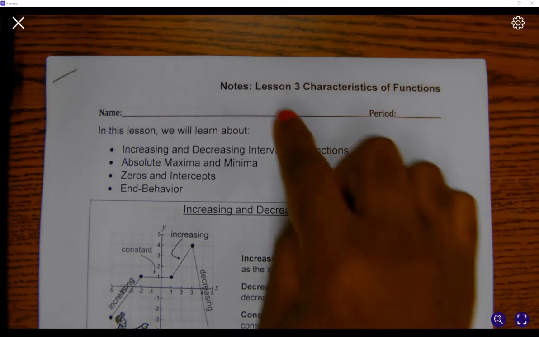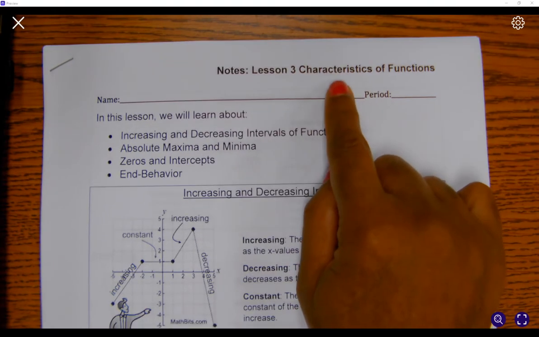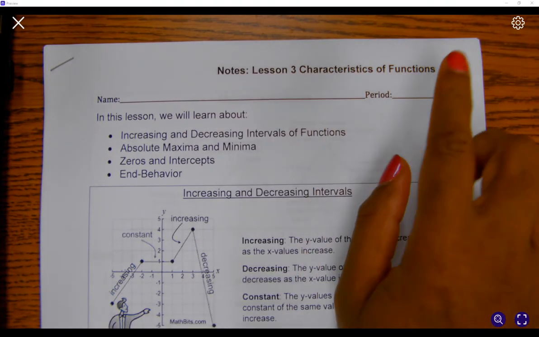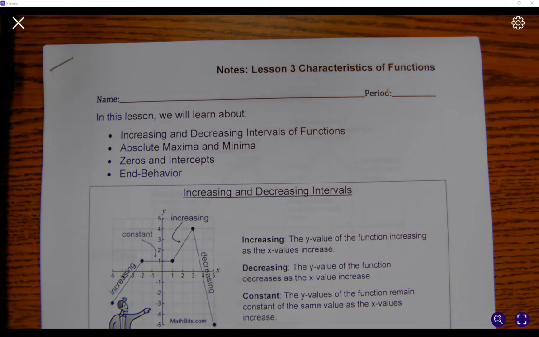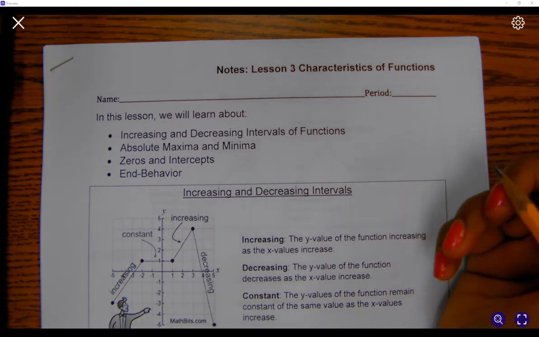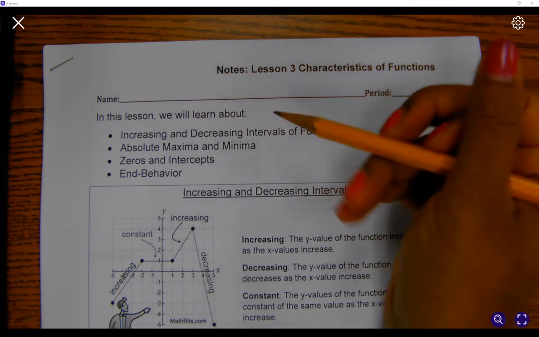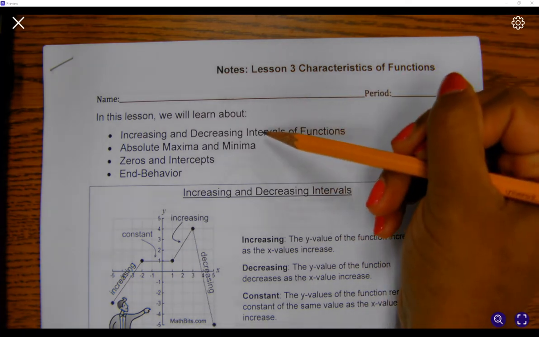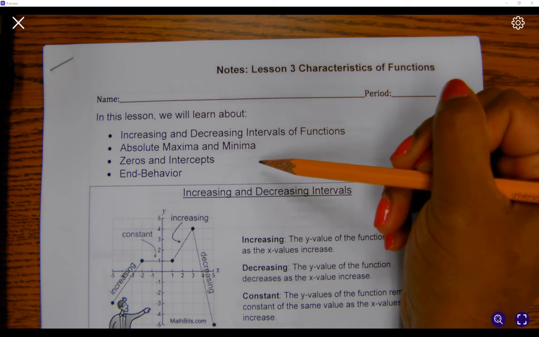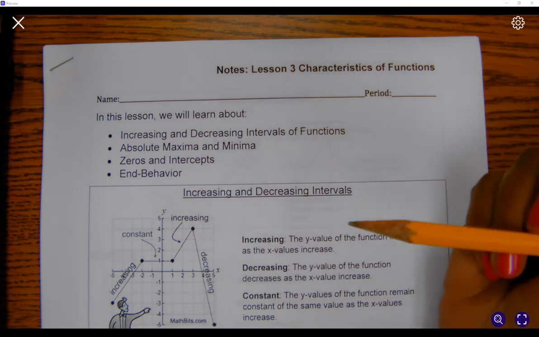All right, so this is from Unit 2, Functions, and in Lesson 3, we're going to look at characteristics of functions. We're mainly going to look at graphs of the functions and then analyze the graph. There are a few things we're going to look at when we look at the graphs of a function. These are the 4 things we're going to look at.